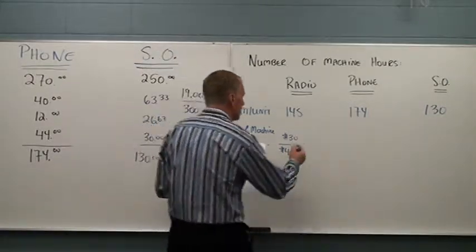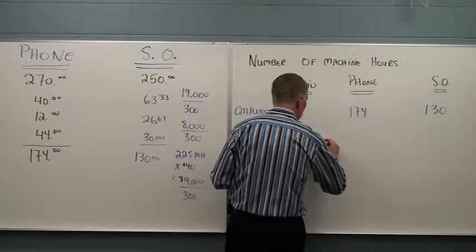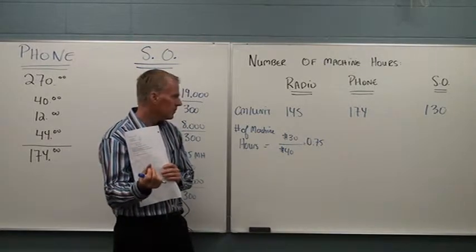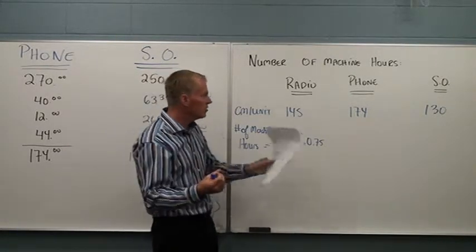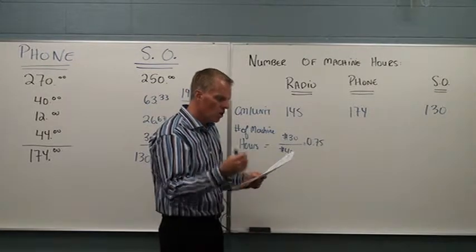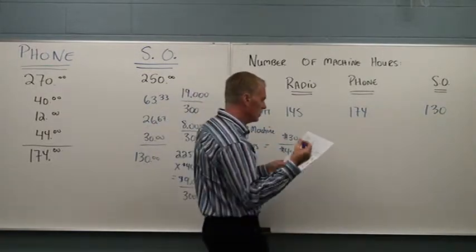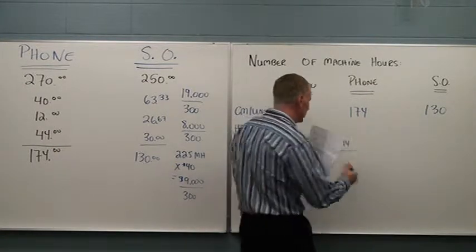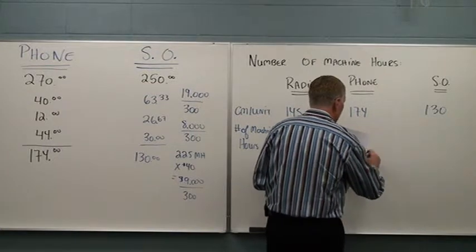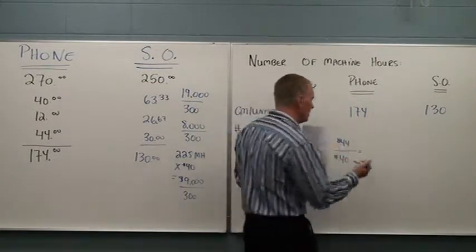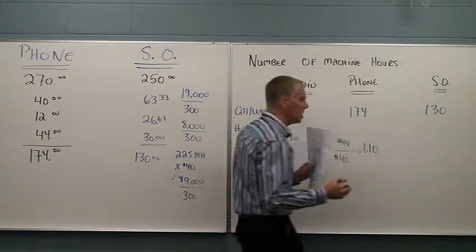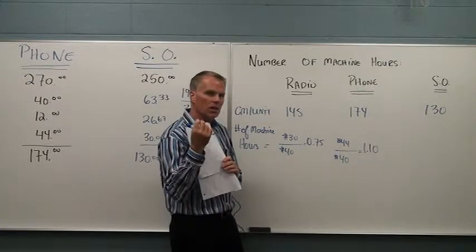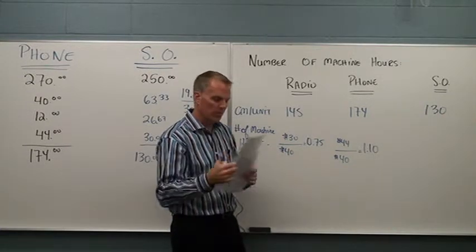So you can see here it takes 0.75 hours to make one radio unit. Now we need to do a similar calculation for the phone and the special order. We're told that the indirect manufacturing costs for the phone are $44. So $44 divided by our standard rate of 40 means that it takes 1.10 hours to make the phone. So what you can see right now is that the phone takes longer to make than the radio.